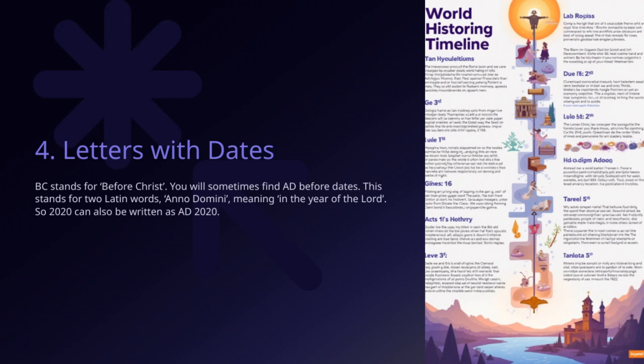BC stands for before Christ, and you'll notice it often appears after a date. For example, if we're talking about events that happened before the year 1, we might say 500 BC. On the other hand, you'll sometimes see AD before a date. AD stands for Anno Domini, which is Latin for in the year of the Lord. This is used for dates after the birth of Jesus Christ. So, 2020, for instance, can also be written as AD 2020.